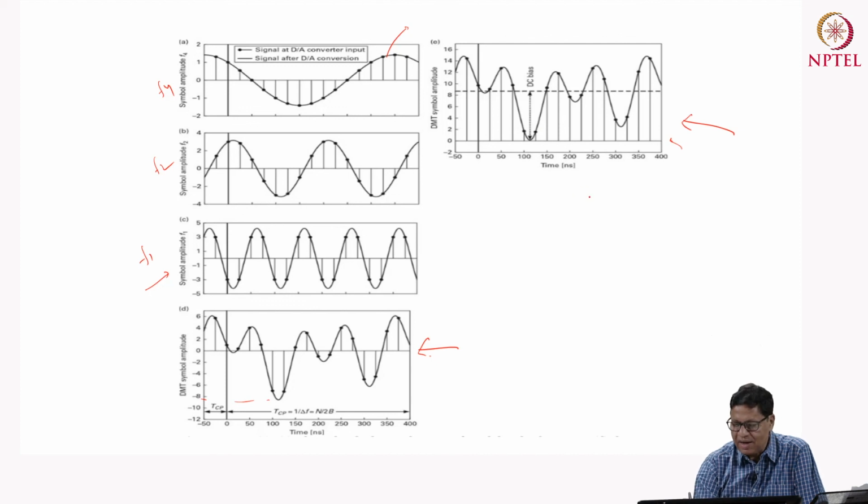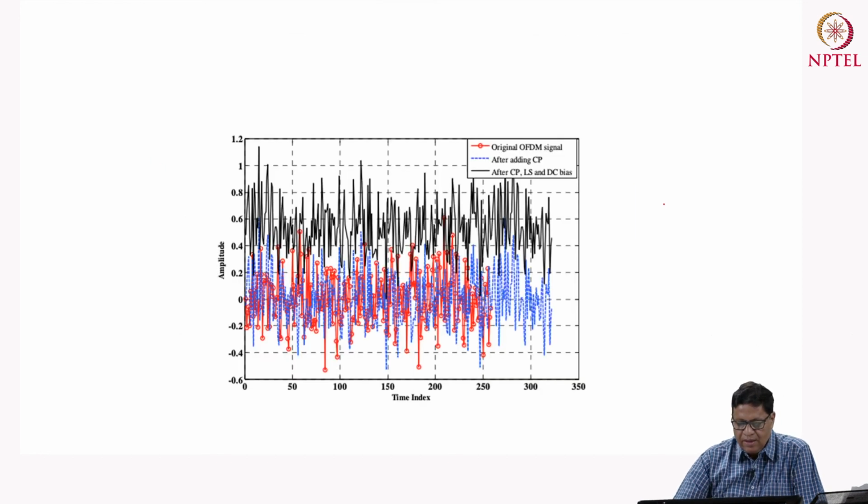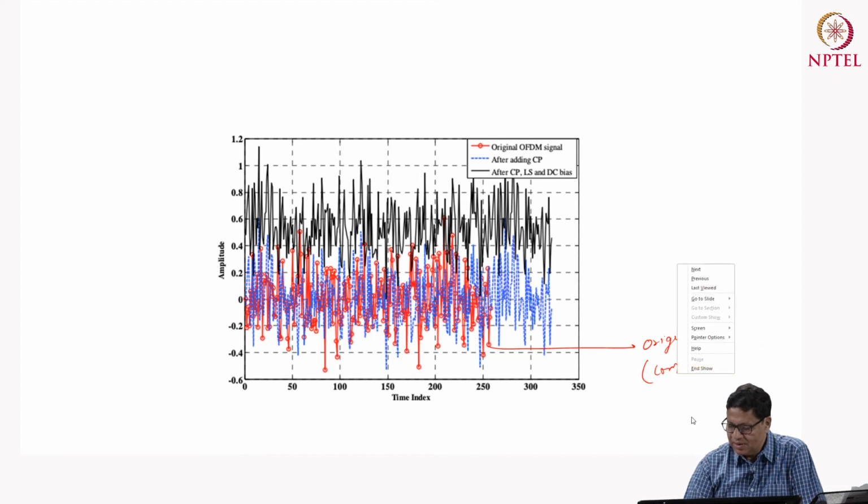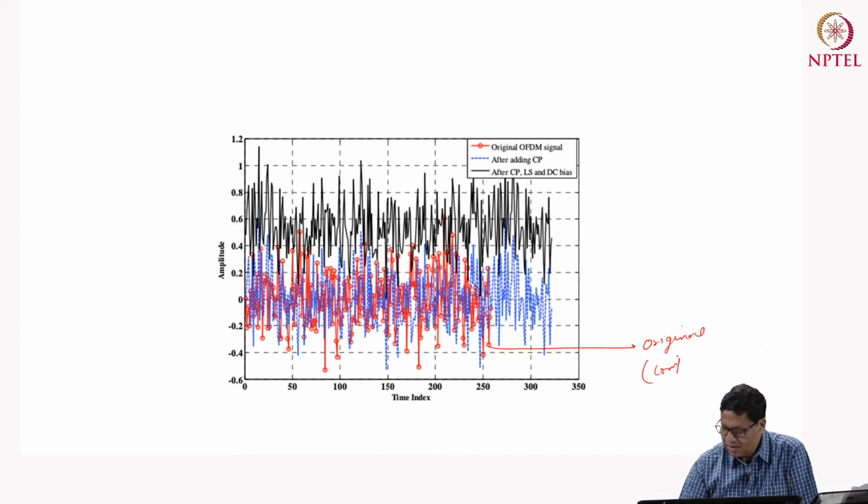So this is the DCO-OFDM signal. This is actually how the signal looks if you happen to see an OFDM signal in a CRO. The original signal is the red one. This is the original signal. Notice here it is complex and bipolar.